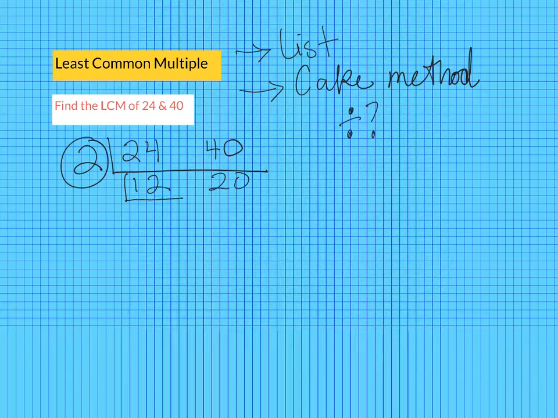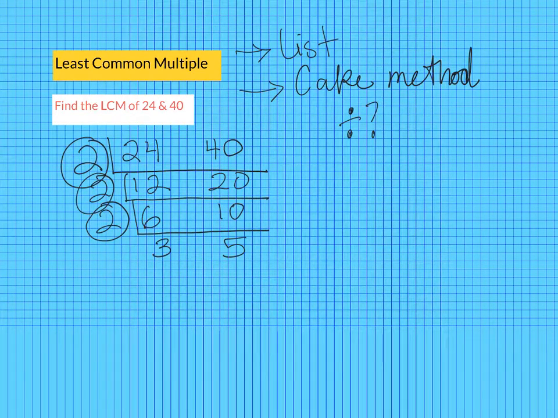All right, let's make another layer. Well, I could do 2 again. 12 divided by 2 is 6. 20 divided by 2 is 10. And I could go one more time by dividing away a 2 from both values, and I'd end with 3 and 5. Now, here's what's cool about the cake method.